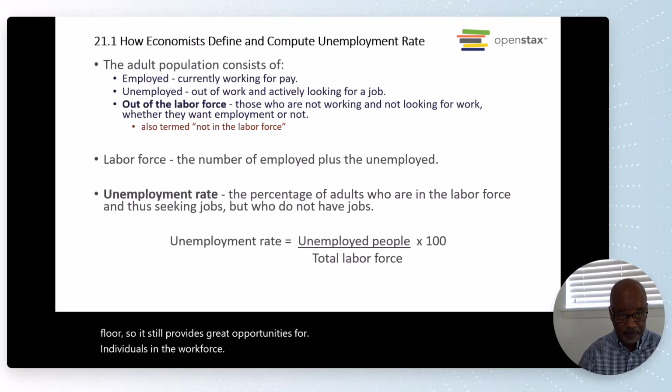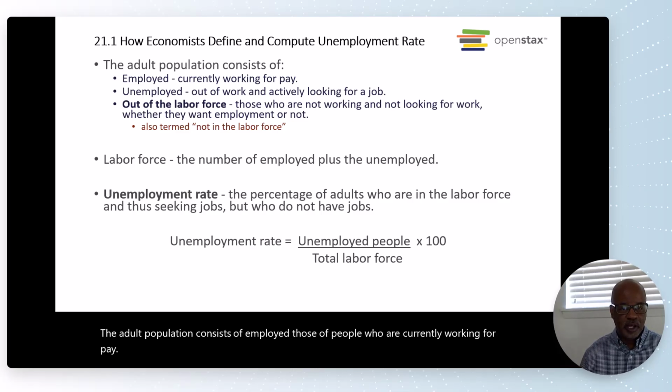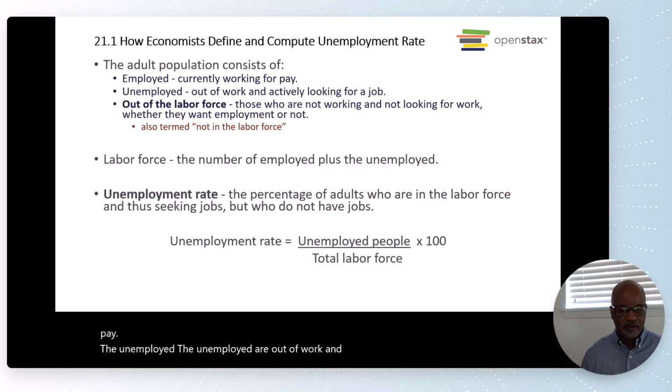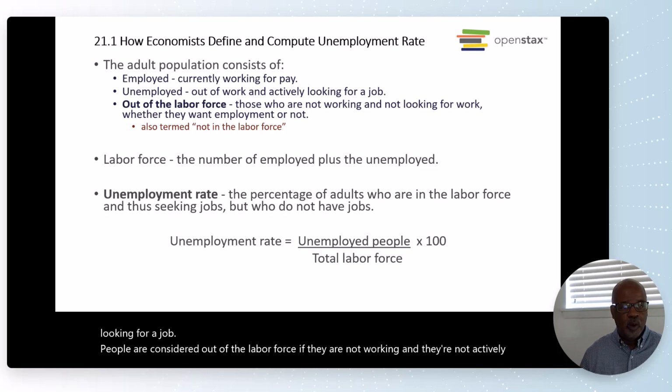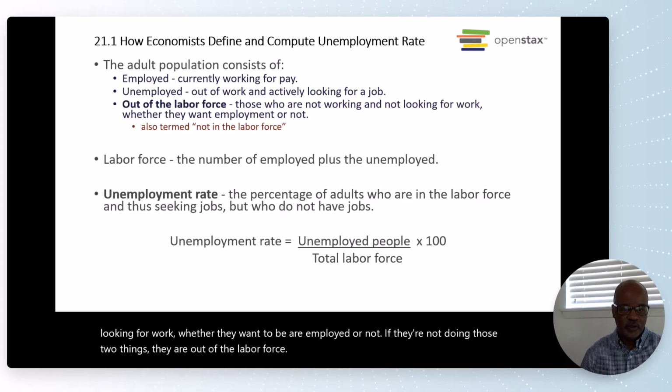So let's define the population first. The adult population consists of employed, those are people who are currently working for pay. The unemployed are out of work and actively looking for work or actively looking for a job. People are considered out of the labor force if they are not working and they're not actively looking for work. Whether they want to be employed or not, if they're not doing those two things, they are out of the labor force. They're not counted in the labor force.